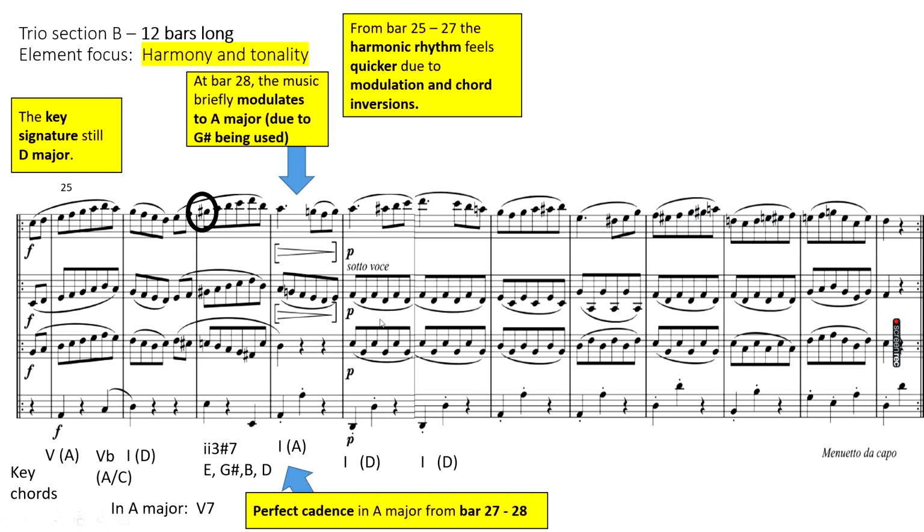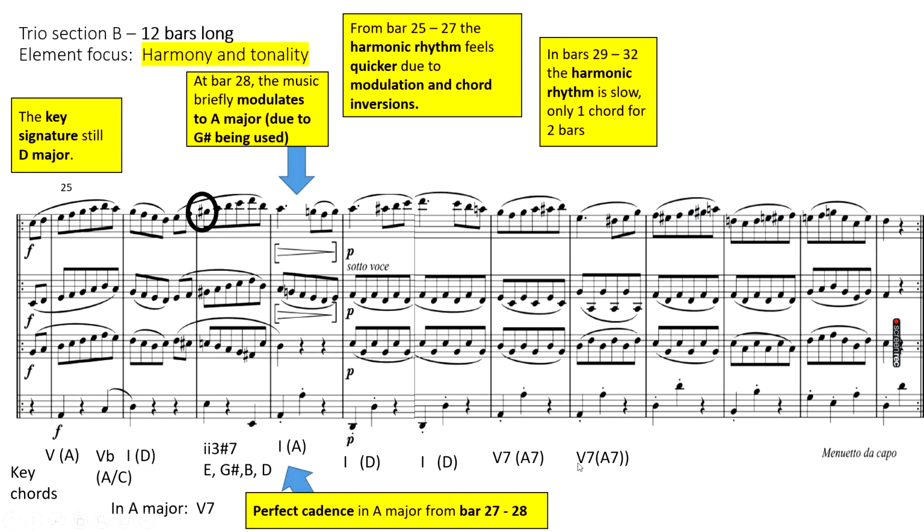Remember, when we get back to bar 29, which is here, we've gone back to D major, so make a big note of that, D major. So bars 29 and 30, we have a D chord, which is chord 1. 31 and 32, we have the dominant 7th chord, which is an A chord. And just as before, the harmonic rhythm from bars 29 to 32 is slow, because it's only using 1 chord for 2 bars. So we have D for 2 bars, then we have A for 2 bars. So it can feel quite slow.